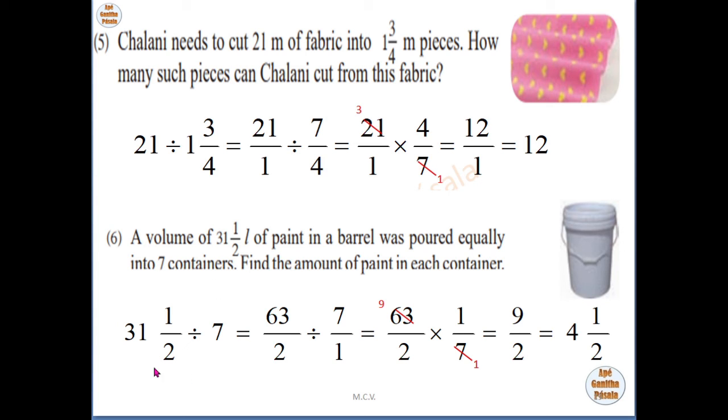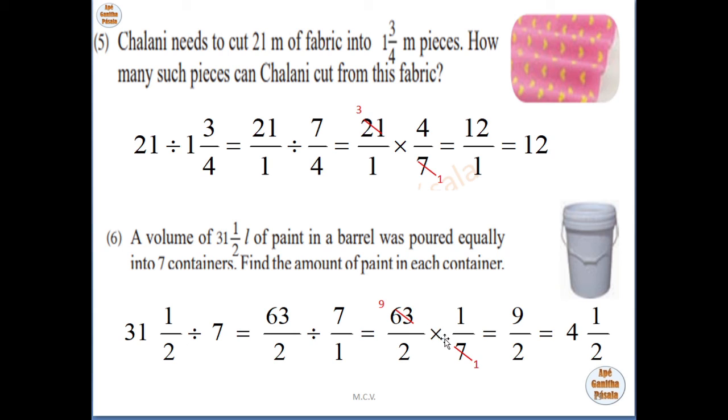This is a mixed number. 2 multiplied by 31. First multiply 31 by 2. That is 62. 62 plus 1, 63. 63 over 2. Divided by 7 means 7 over 1. 63 over 2. Division becomes multiplication. 7 over 1 becomes 1 over 7.